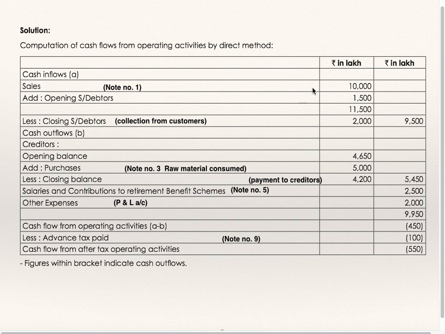Collection from debtors: sales, which is given in note number 1, plus opening debtors minus closing debtors, you will get collection from debtors, which is 9,500.